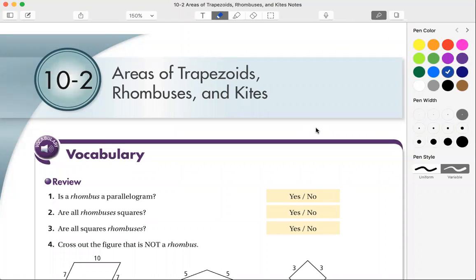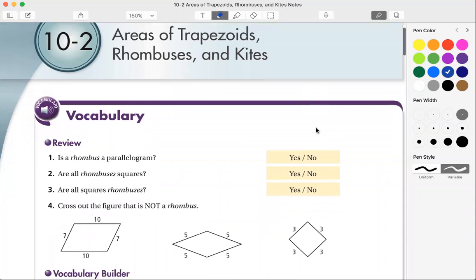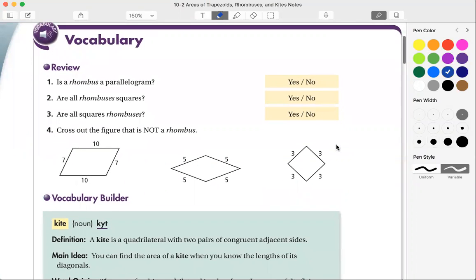All right, this is section 10-2, areas of trapezoids, rhombuses, and kites. So let's start off with a review of vocabulary. Is a rhombus a parallelogram? Yes, it is. Are all rhombuses squares? No. Are all squares rhombuses? Yes. So cross out the figure that is not a rhombus.